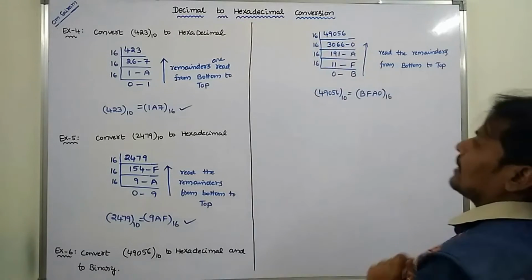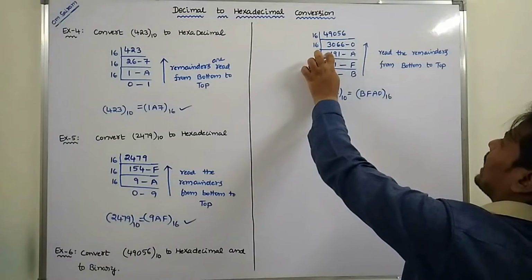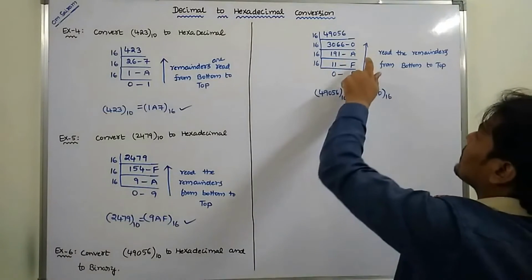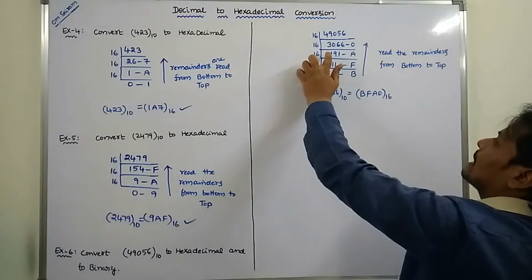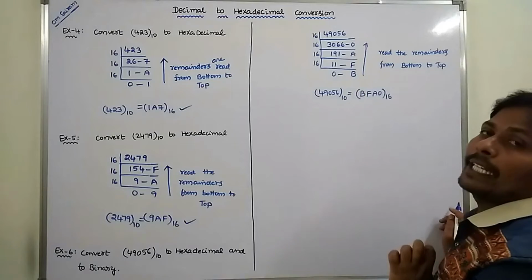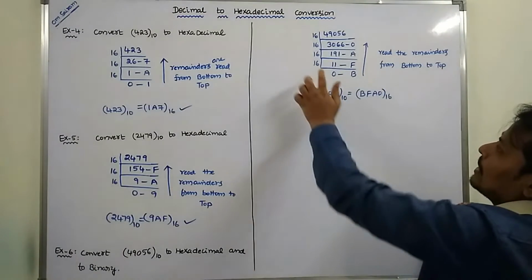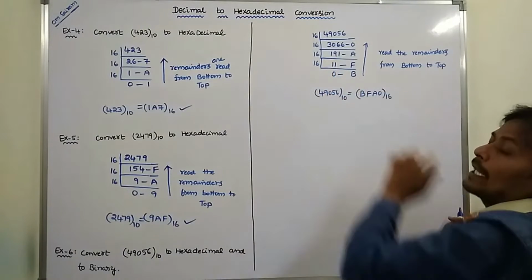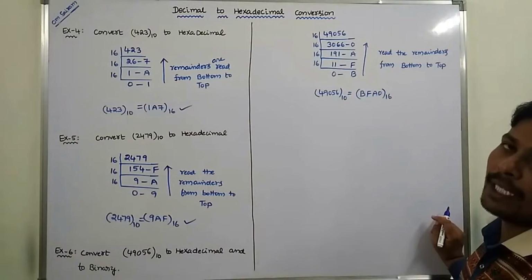The remainder is 0. 16 divides 3066 191 times. Remainder is 10. 10 can be written as capital A in the hexadecimal number system. 16 divides 191 11 times. Remainder is 15. 15 can be written as capital F in the hexadecimal number system. 16 divides 11 0 times. Remainder is 11. 11 can be written as capital B in the hexadecimal number system.